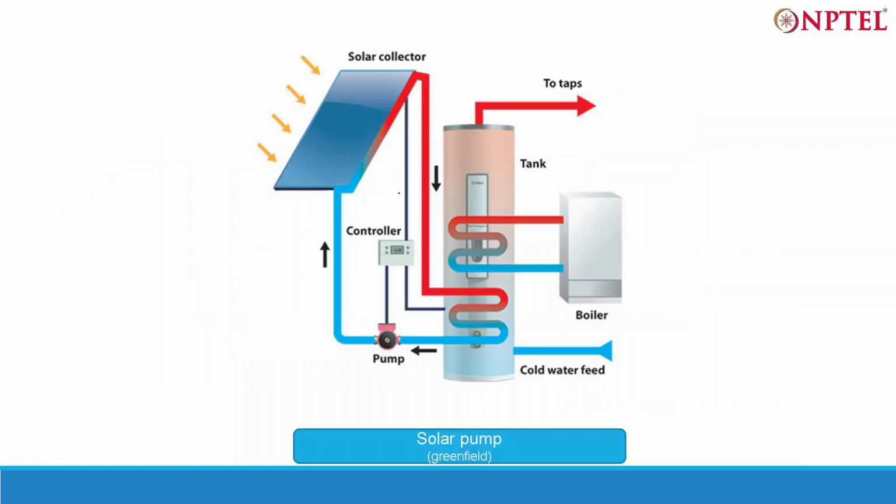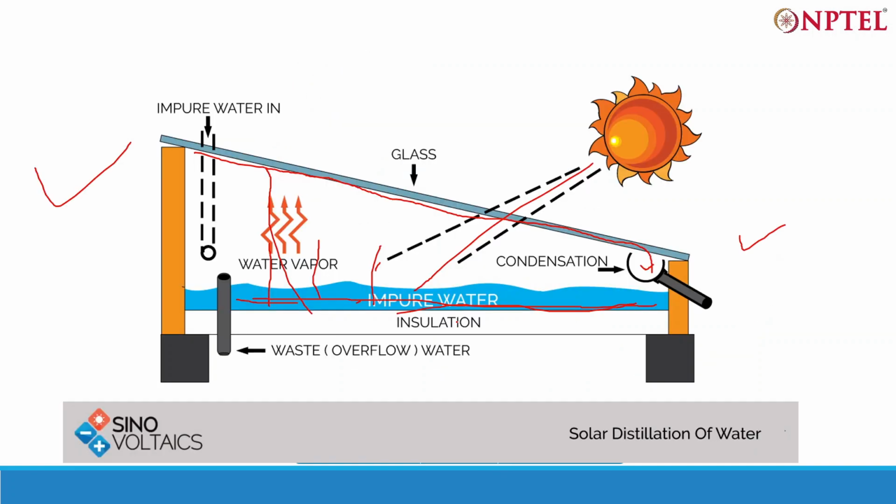This is a solar pump. I think most of you are quite familiar with this type of setup. This is the solar collector. Cold water goes in, then hot water comes out. This is the cycle through which it flows, and there are setups in which cold water goes and then to taps. There is a controller and pump as well. These two concepts are very important, so try to focus on this. If there are any questions, please feel free to ask.